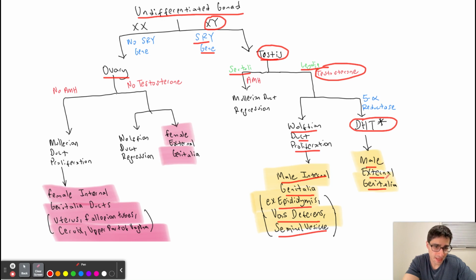So because our patient did not have male external genitalia, we can safely conclude that she did not have the enzyme 5-alpha reductase. So this was the enzyme that was missing in her because she does not have male external genitalia.